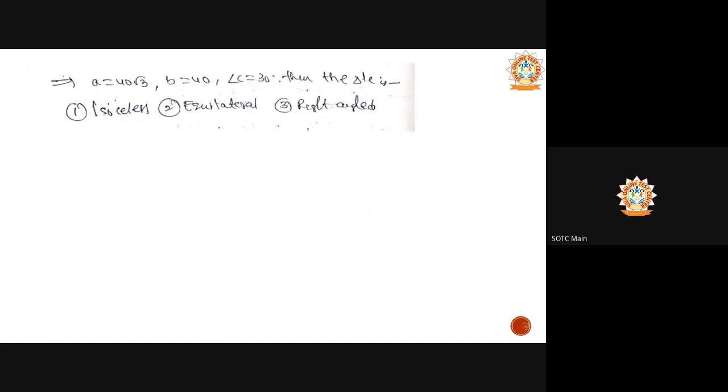Try to solve this question. A is equal to 40 root 3, B is equal to 40, angle C is equal to 30. Then the triangle is isosceles, equilateral, or right angle triangle? So simple thing here, if it is an equilateral triangle, then all angles must be what?